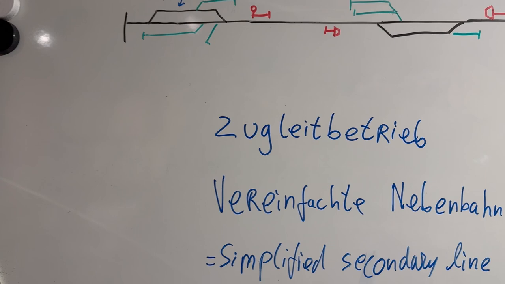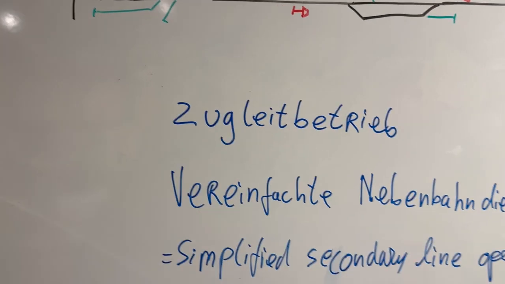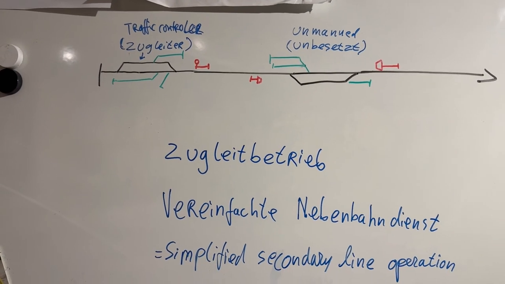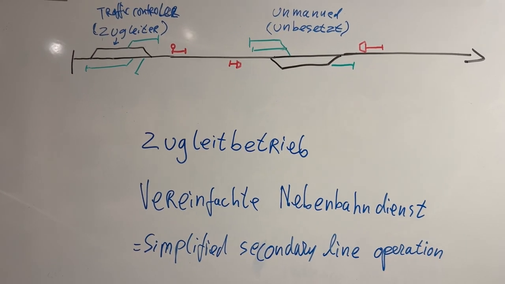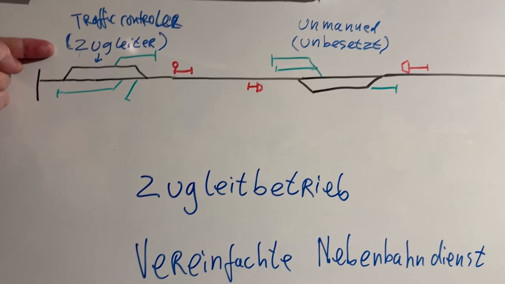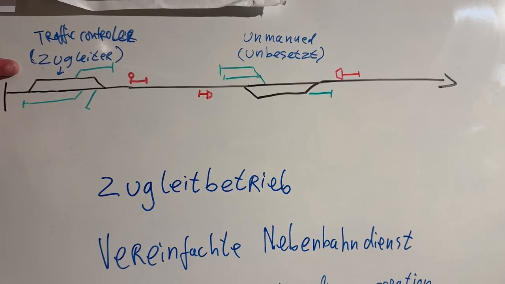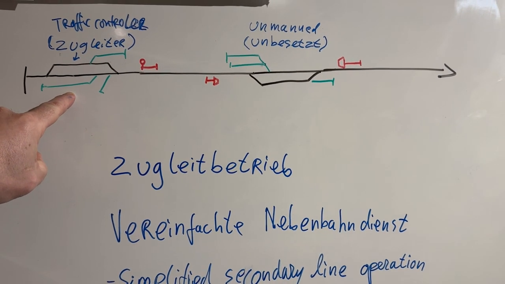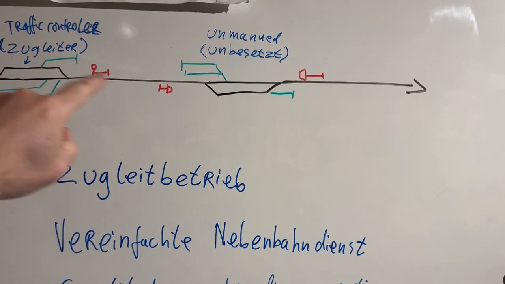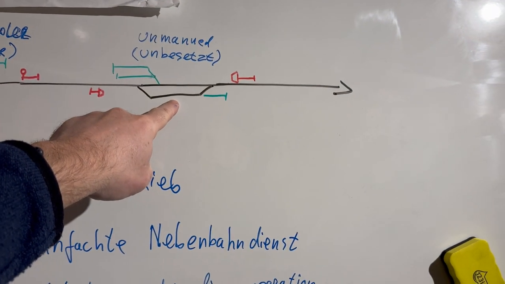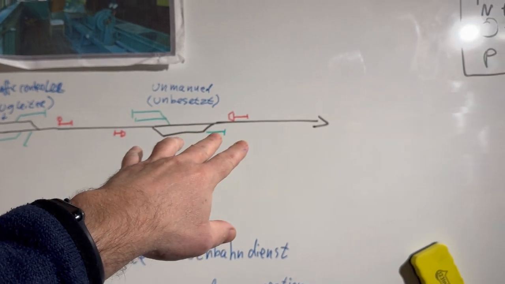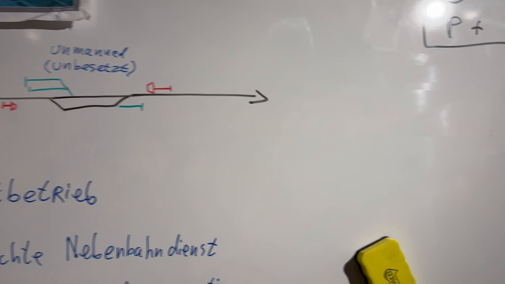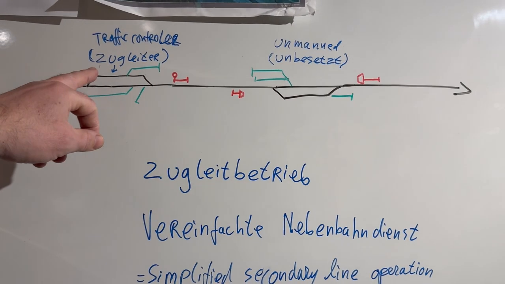The old word for it was Zugleitbetrieb, which is something that I still mostly use. You have a central traffic controller for the entire line, the Zugleiter. In my case, he is in the end station, the last station on my line, Kelberg. The station we're looking at now is this one. I simplified the layout a bit, and all the traffic on the rest of the line is also handled by the Zugleiter.